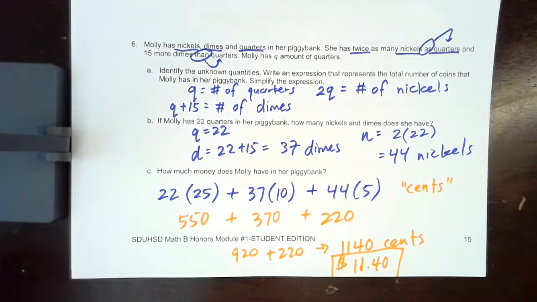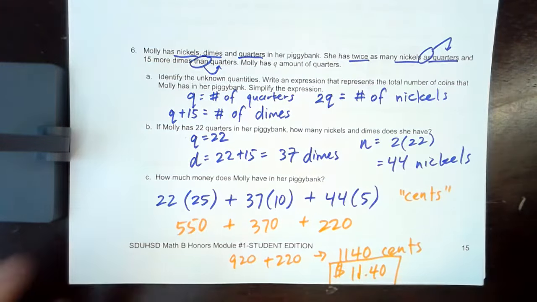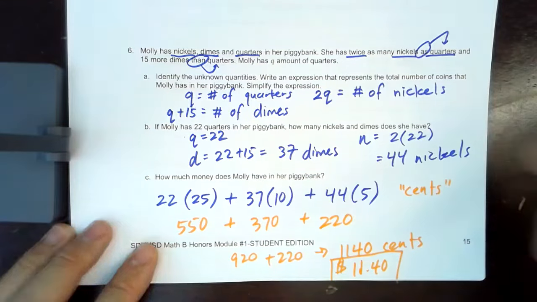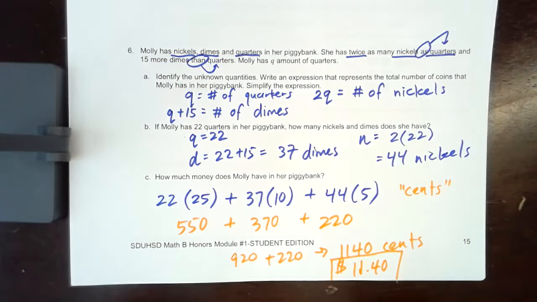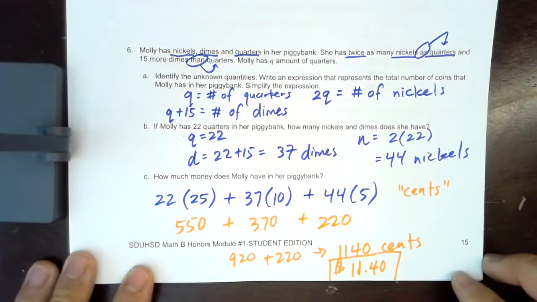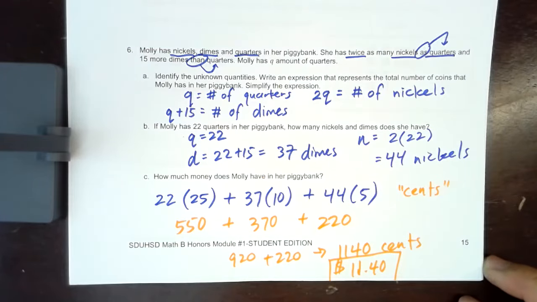Okay. Today was just an introduction of defining your variable, following the order at which the information is given, and just paying attention to things like twice or 15 more or 3 times as many, kind of getting used to the language of word problems. And yeah, I think this is a pretty straightforward lesson.